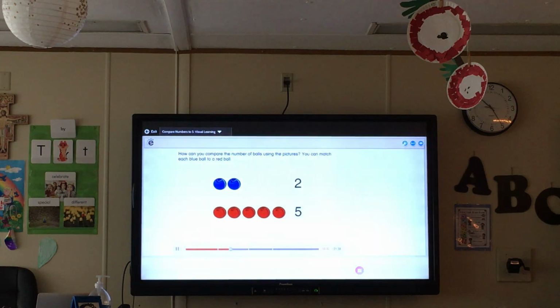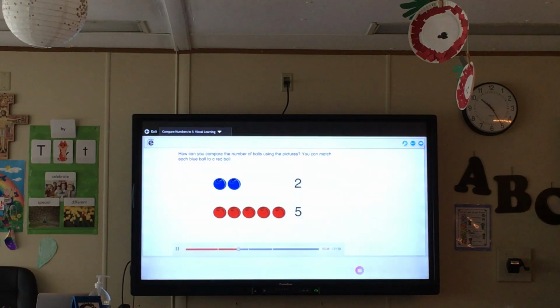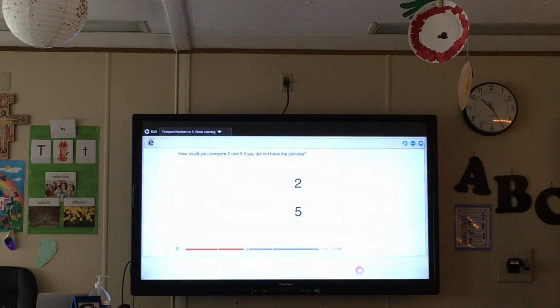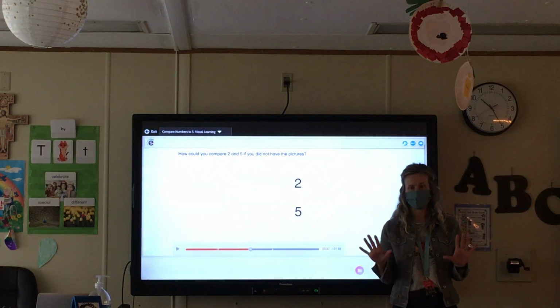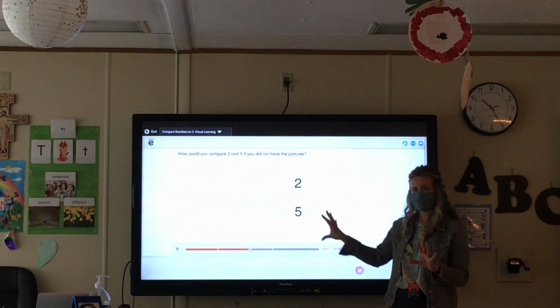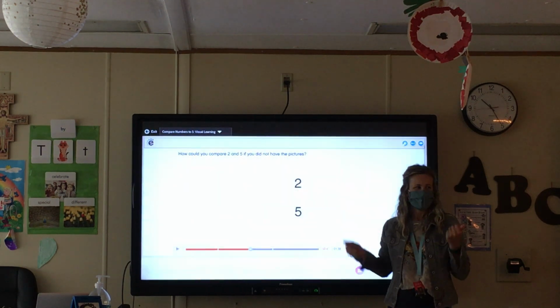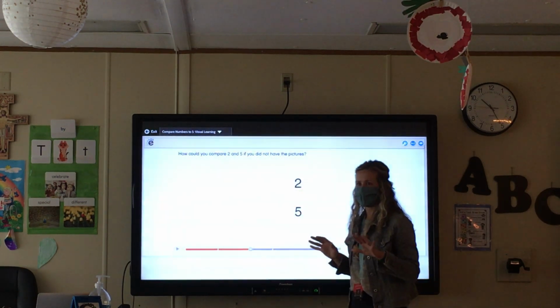How can you compare the number of balls using the pictures? You could match each blue ball to a red ball. Matching 1 to 1, remember? Draw our lines. Okay. How could you compare 2 and 5 if you did not have the pictures? We don't have any of the balls there to compare and to match them 1 to 1. How do we compare those numbers without having a picture?